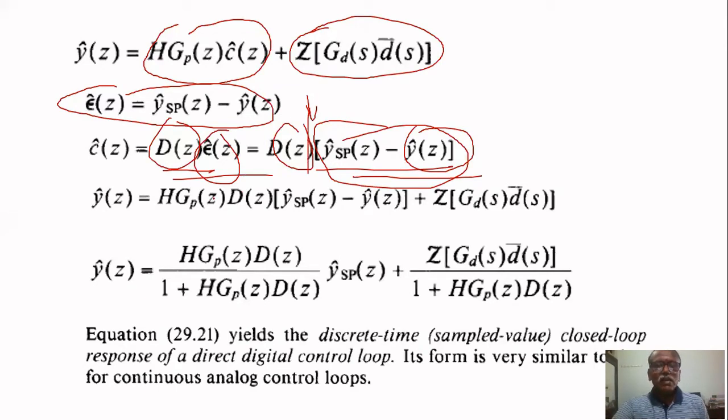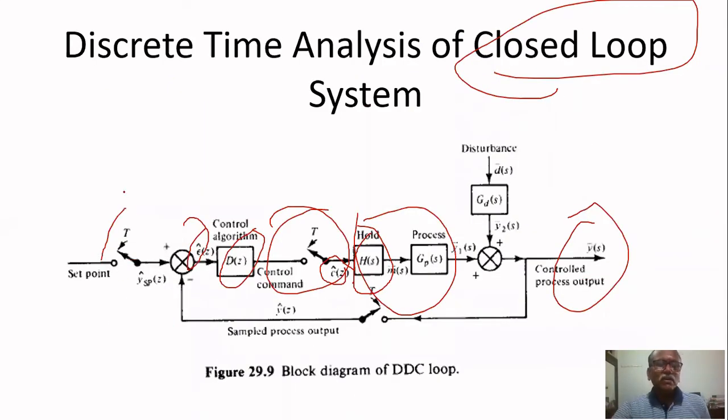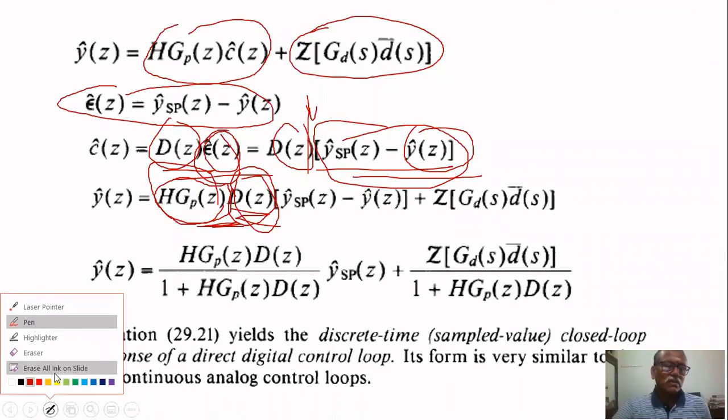After that, D of Z can be multiplied with HGP of Z. You notice that we found HGP of Z and multiplied it with D of Z because D of Z takes discrete input and gives out discrete output. That's why these two can be multiplied. What is E of Z? E of Z is also discrete. You notice here, we are getting sampled values of the set point and sampled values of Y of Z. Therefore, E of Z is a sampled value. That's why that also can be multiplied with this system.